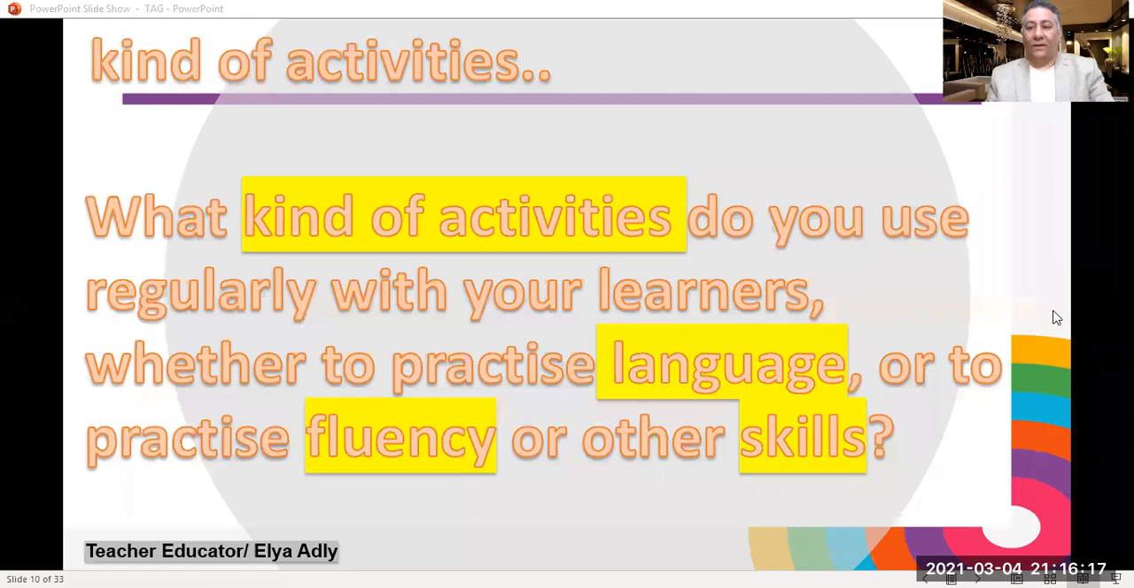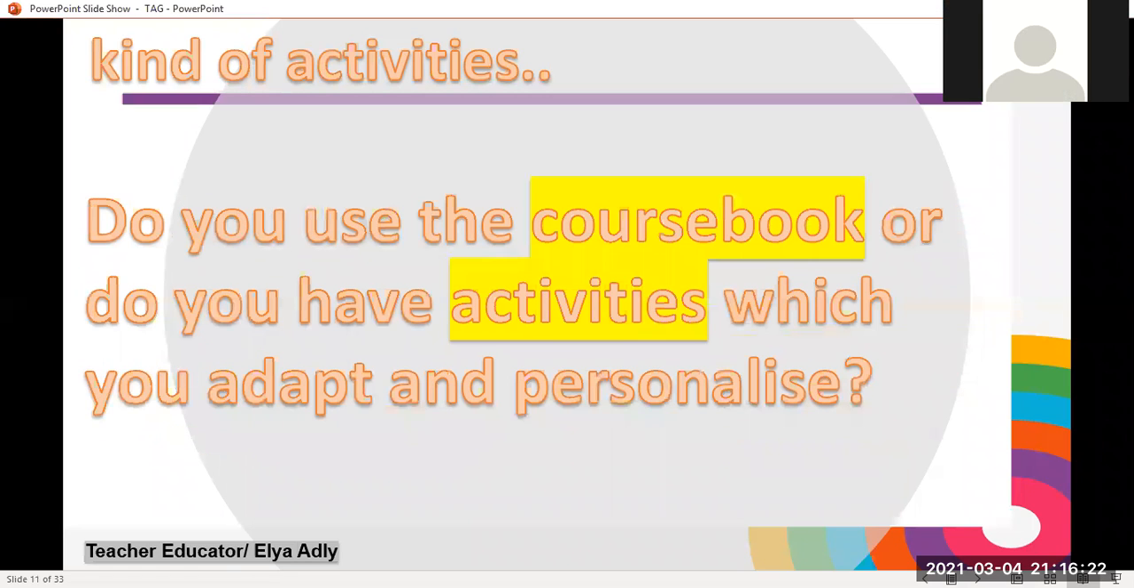Okay. Let's move to puzzles. Do you use the course book, or do you have activities which you adapt and personalize? Frankly, we always use the course book, and we are used to sticking to the course book all the time. We use the activities and exercises inside the course book.